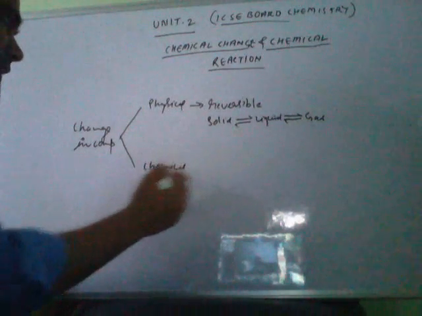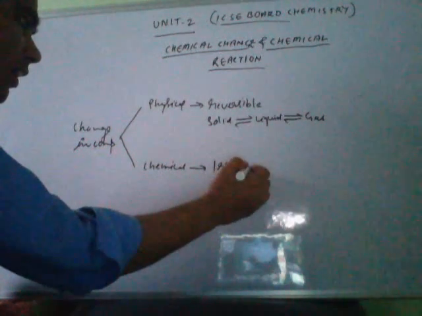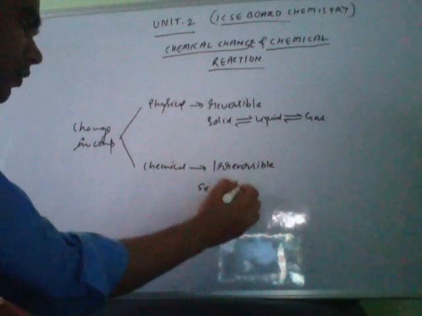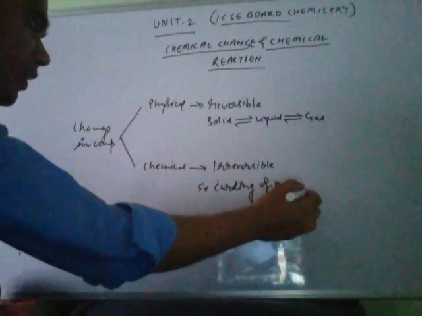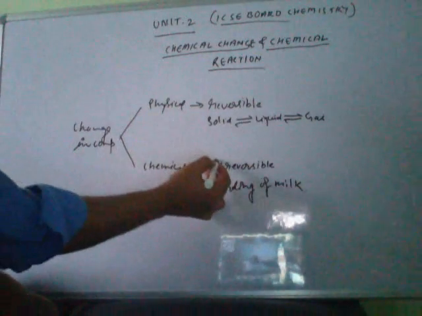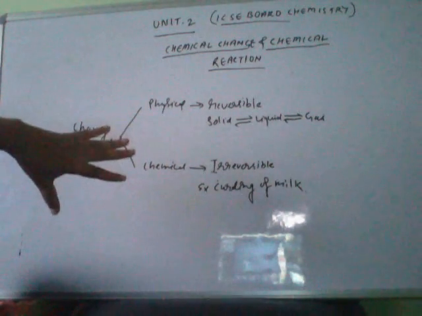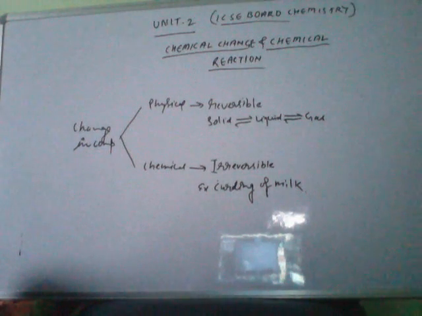And chemical change is irreversible. For example, the curding of milk is an irreversible reaction. If the thing is irreversible, then it is a chemical change. So chemical change is the change which cannot be reversed, and the change which can be reversed again and again is known as physical change. So this is all about chemical change.